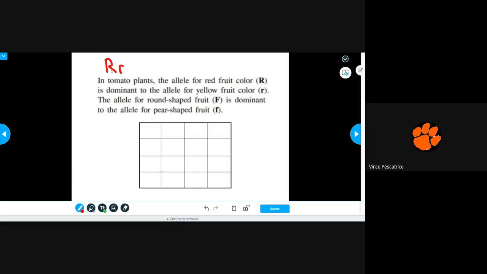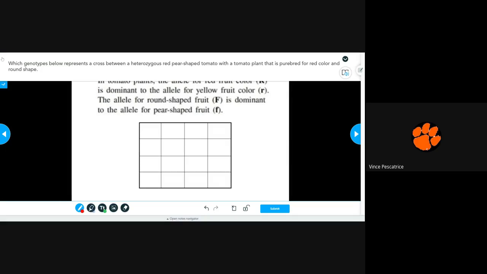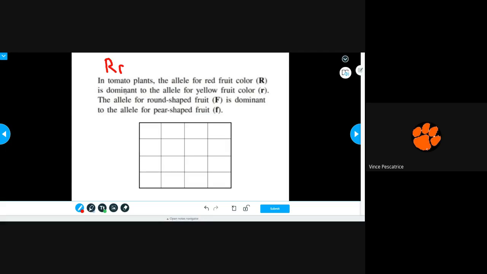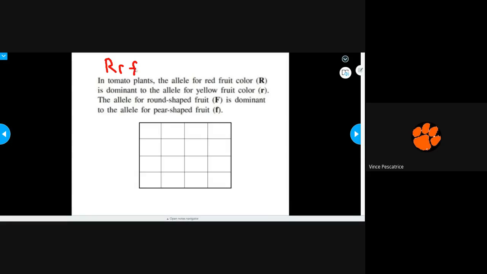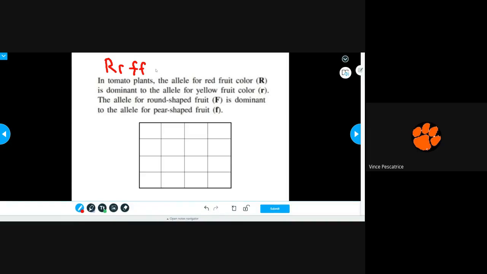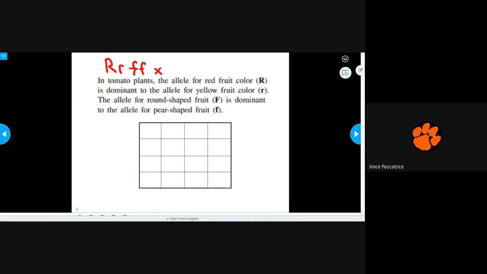And so that gives us the plant color. It says heterozygous red, and it needs to be pear-shaped. In this question, it says pear shape is recessive. So round shape is dominant, pear shape is recessive. For the pear shape, I would have to have a homozygous recessive trait. There should be two lowercase f's.